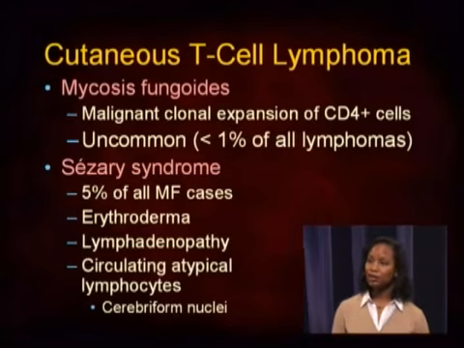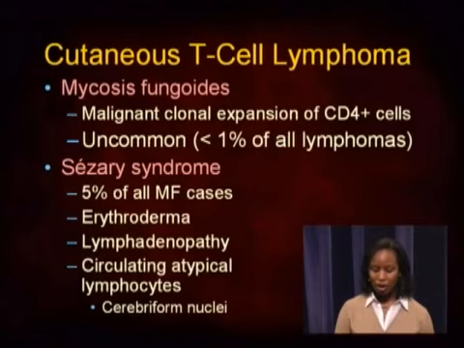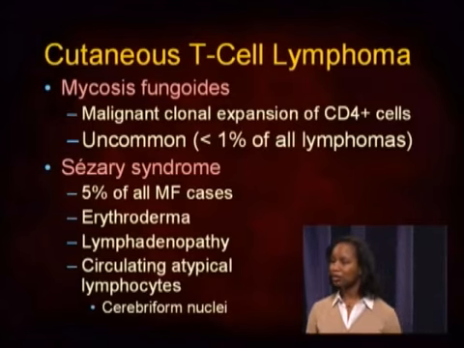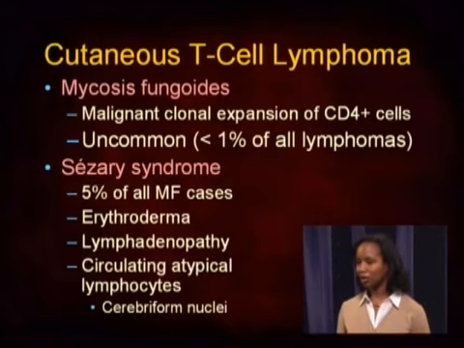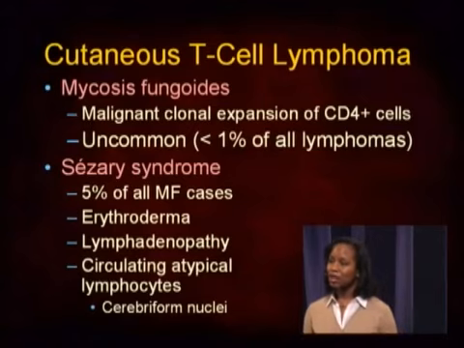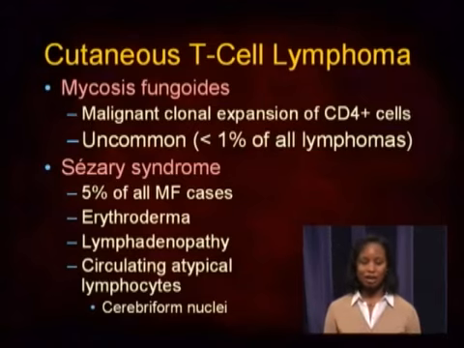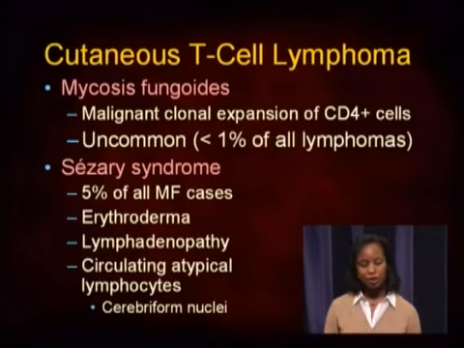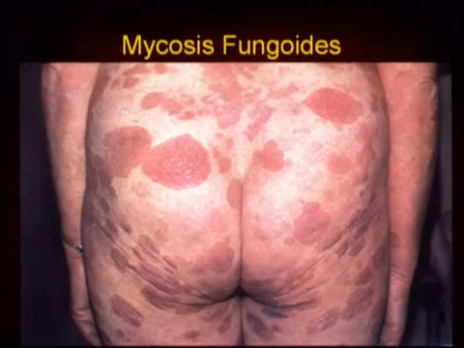Some patients with mycosis fungoides can go on to develop Sézary syndrome, which includes erythroderma. So remember, that's 90% or more of your body surface area involved. And that's in association with Sézary cells, which are atypical circulating lymphocytes that are seen on a peripheral smear, and they have a characteristic kind of cerebriform nucleus, so kind of looks like a brain with lots of curves on the nucleus there.